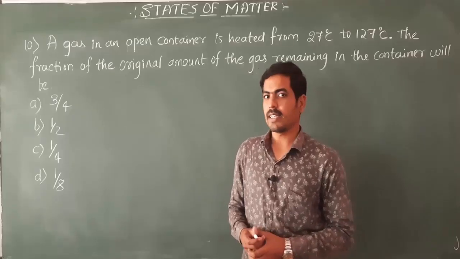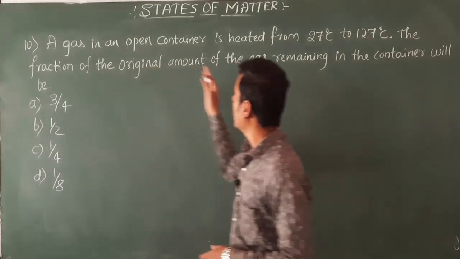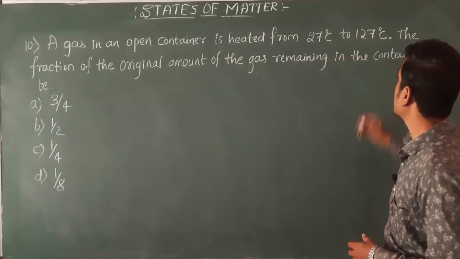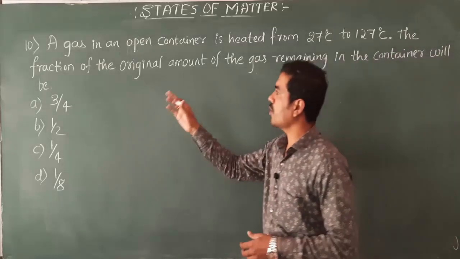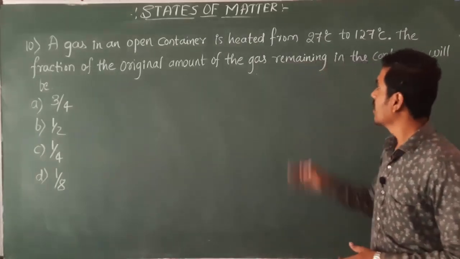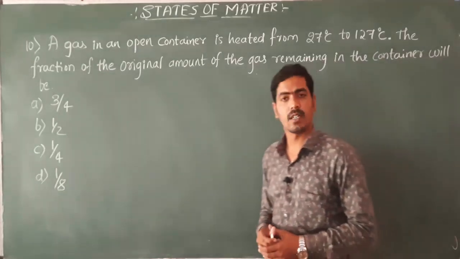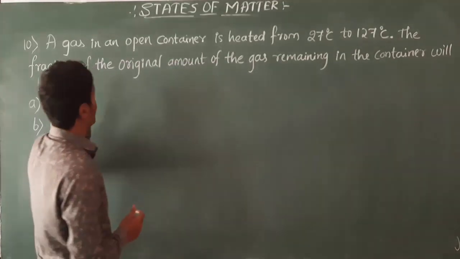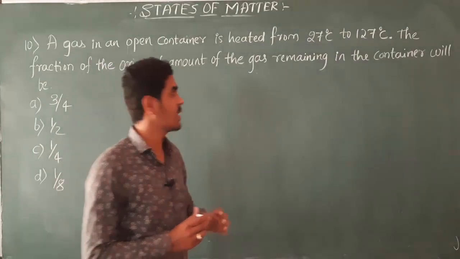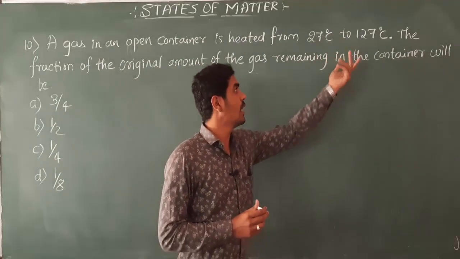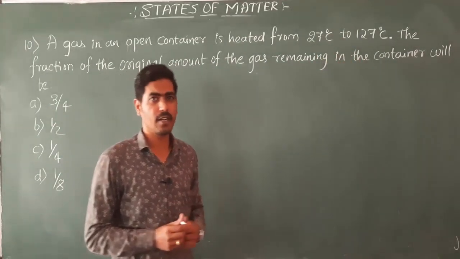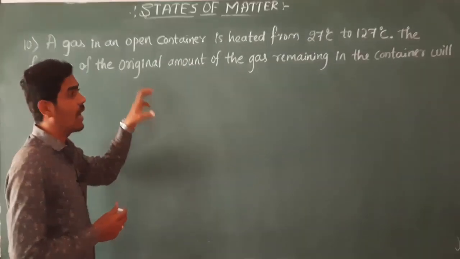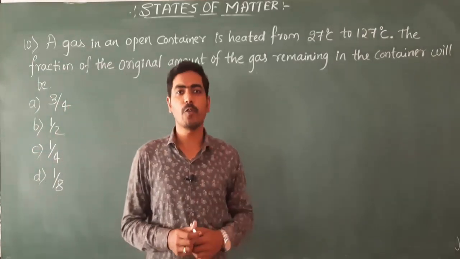Let's see the 10th question. A gas in an open container is heated from 27 degrees Celsius to 127 degrees Celsius. The fraction of the original amount of the gas remaining in the container will be. So these are the given options. There is gas inside a container, and that gas, which was at 27 degrees, has been heated to 127 degrees Celsius. Then how much gas remains, what fraction remains inside that container, you have to find out.